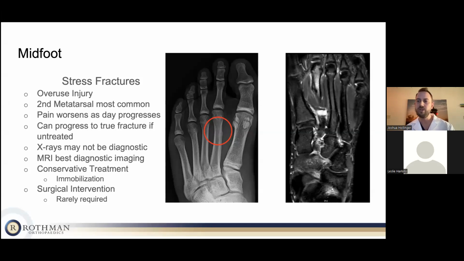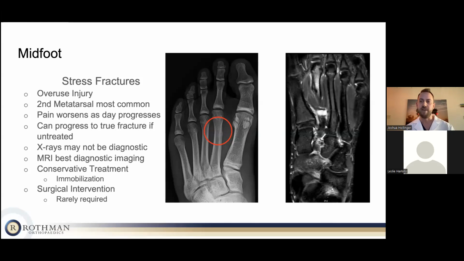But the gold standard here is immobilization. And especially in the metatarsal level, I like to use a cam walker or a boot that goes above the ankle, simply because it fully immobilizes the foot and ankle. It reduces the pull of the tendons that are crossing the ankle into the foot across the fracture site and just allows the whole area to shut down. Usually immobilization is 4 to 6 weeks.